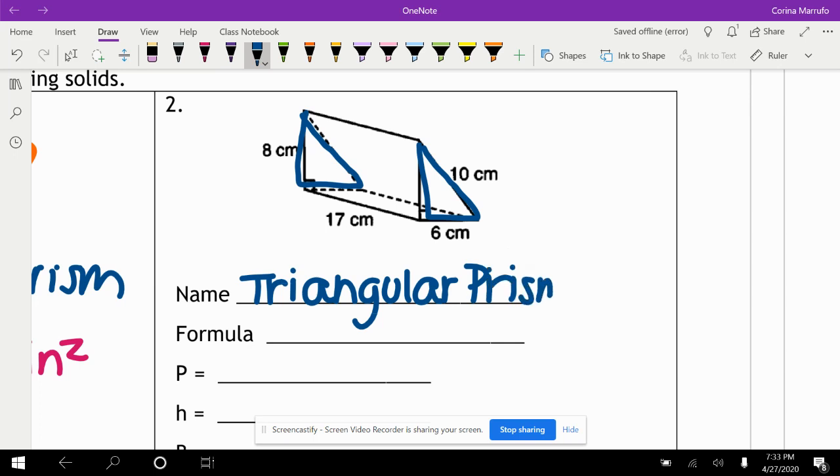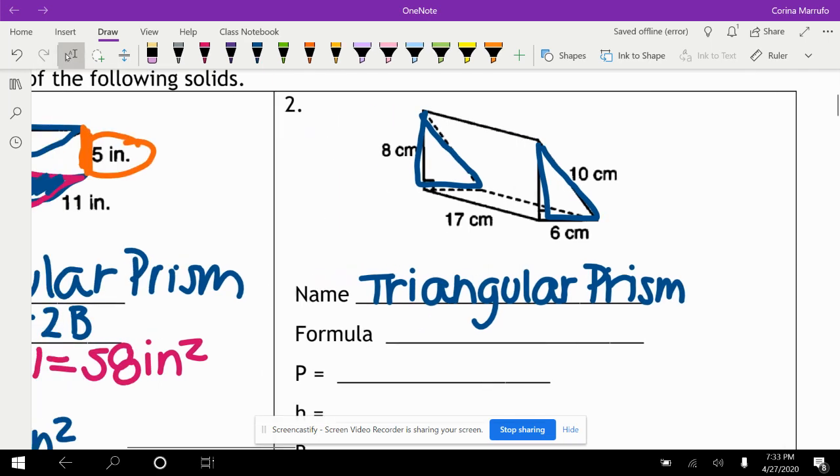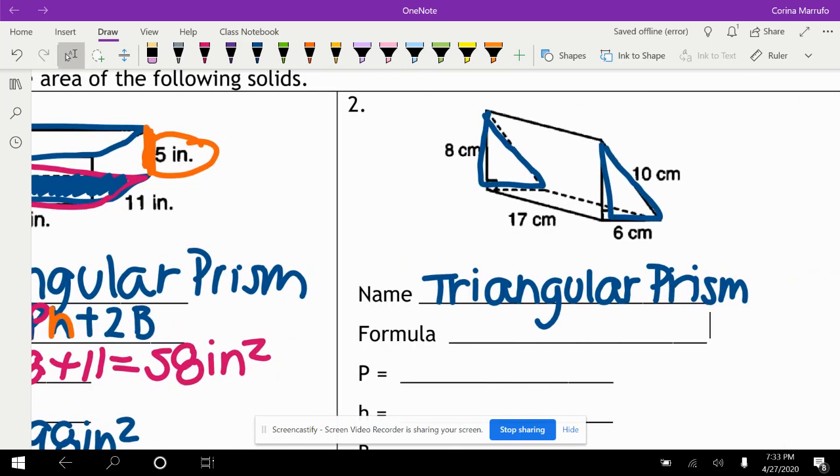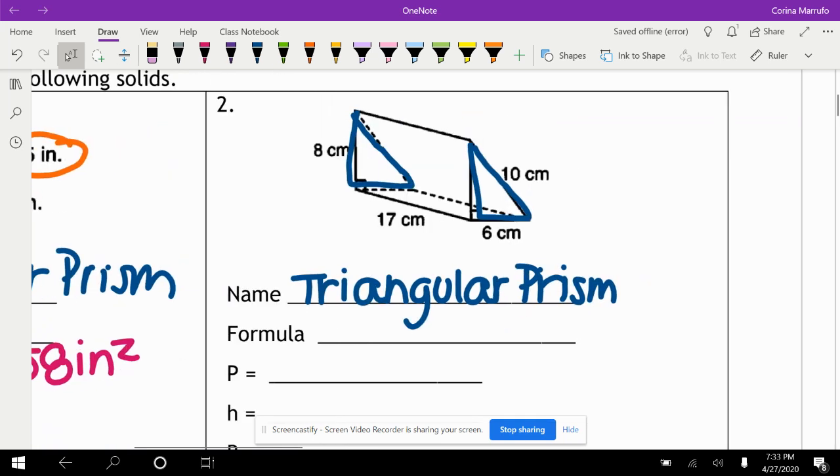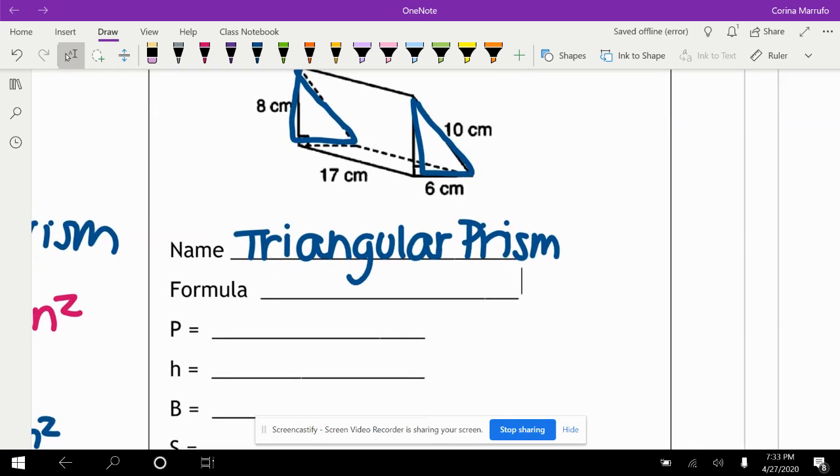Okay, so this prism is not standing on its bases like this one was, okay? It is laying down on its side. So that's what makes things a little bit tricky. So on here, our formula, since this is a prism, is still going to be the same thing. Surface area equals PH plus 2B. Okay, and P stands for the perimeter of the base.